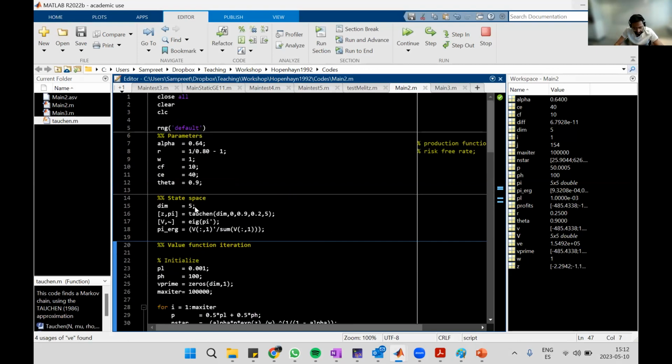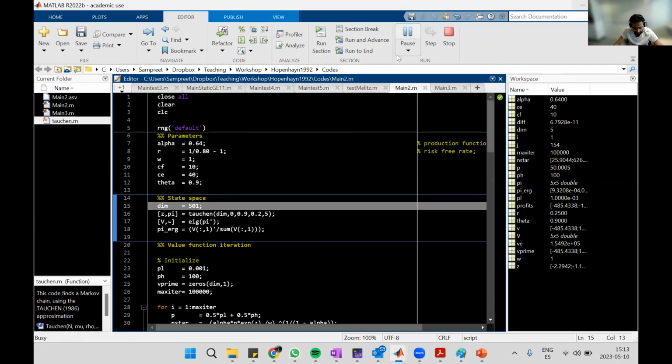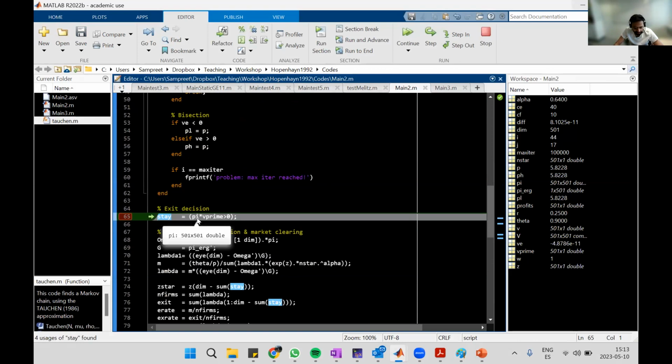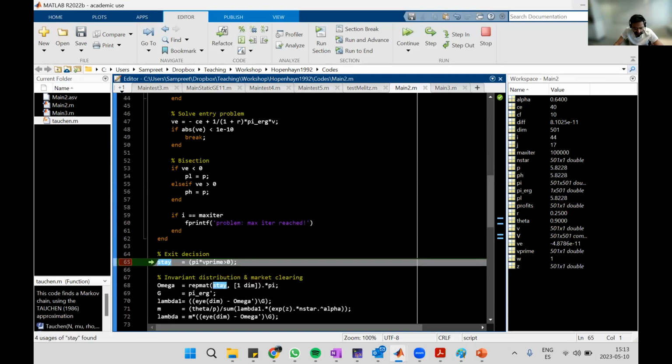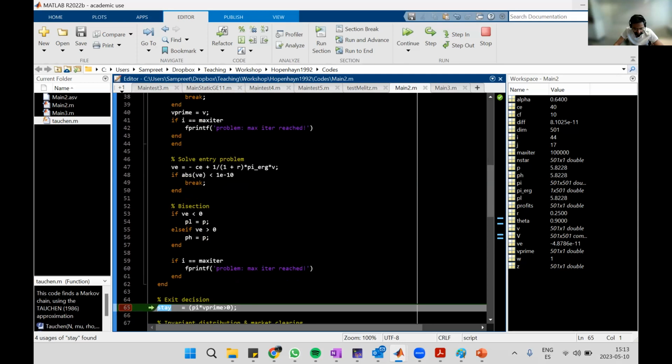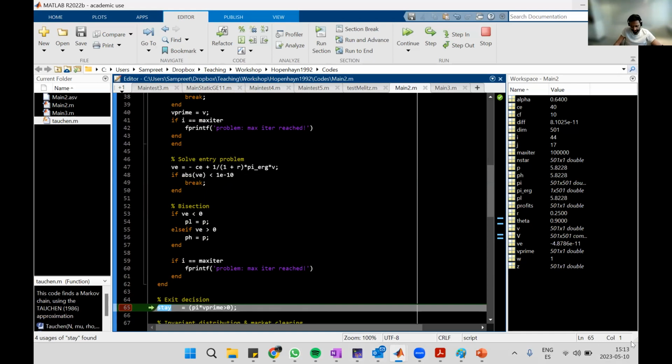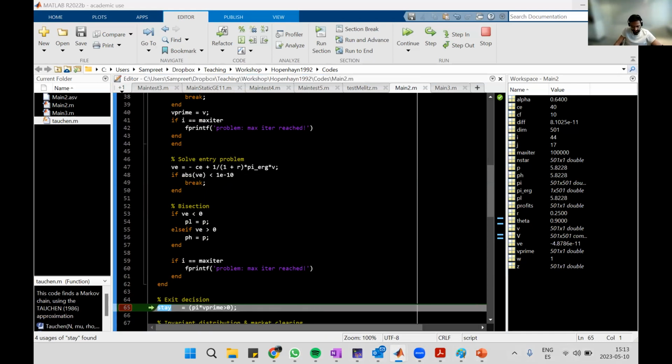And just for accuracy, I'm going to increase my points on Z. Okay, so I have solved the model. The equilibrium price turns out to be here. So the equilibrium price is 5. The value of the firm is something like this. I will show you the plot of this.